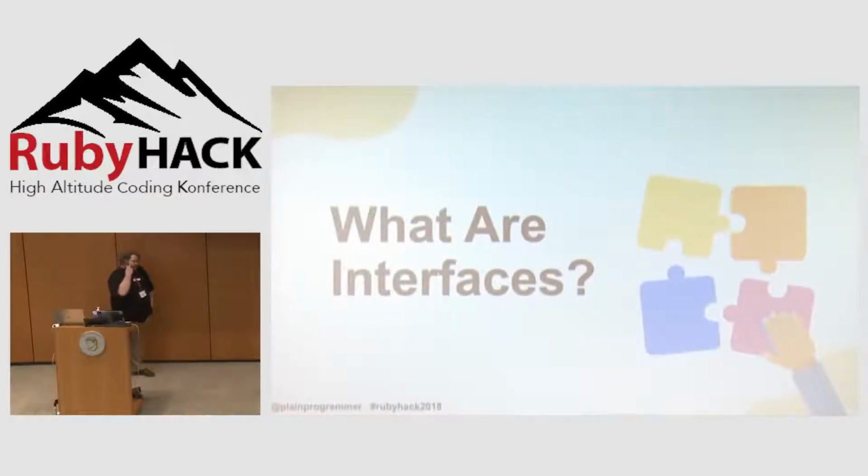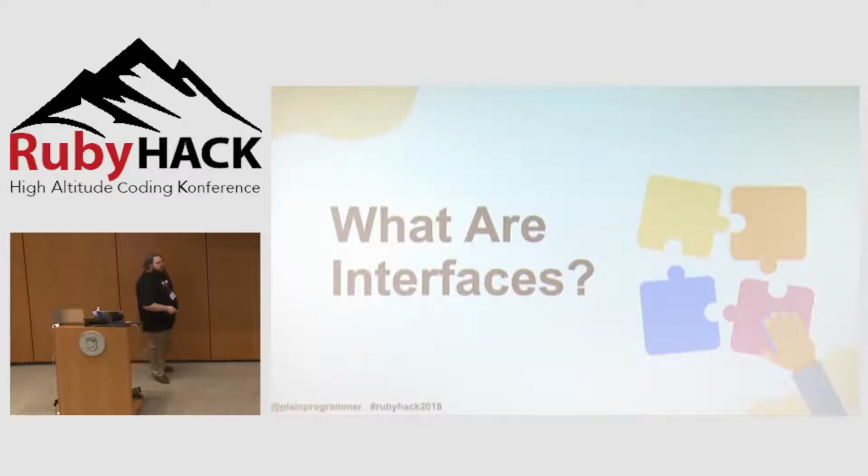So, what are interfaces? Interfaces at their most basic level are the way that two parts of a software system talk to each other. So, any code that you write is going to be using an interface of some sort. The question is, how formal are those interfaces? How formally are they defined? How are they enforced? What kind of features do those interfaces provide?